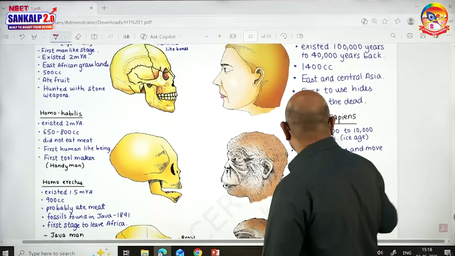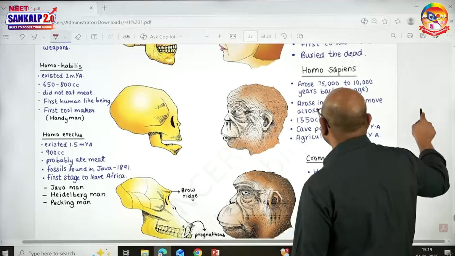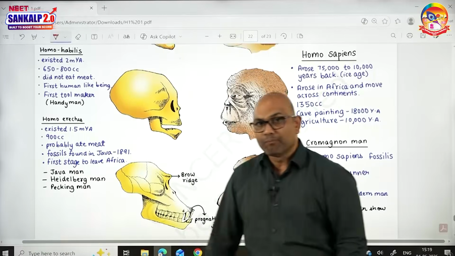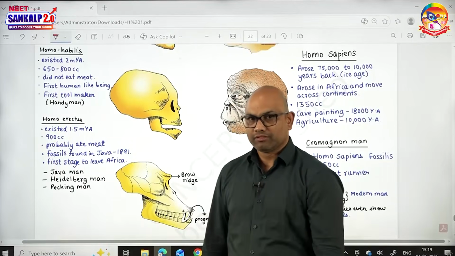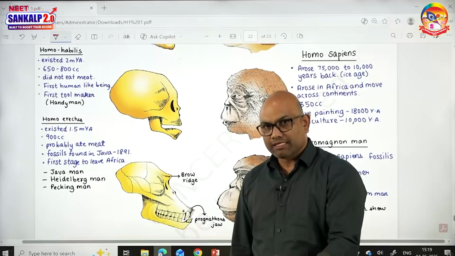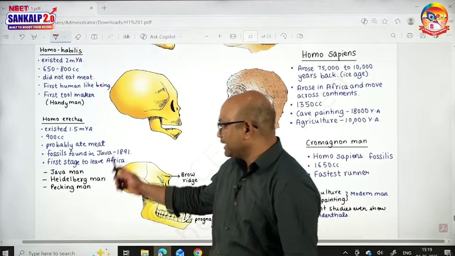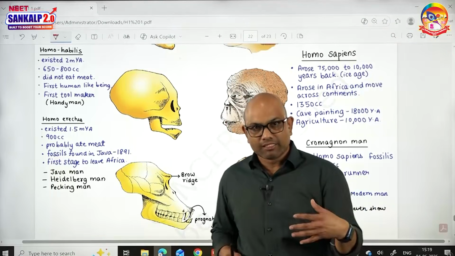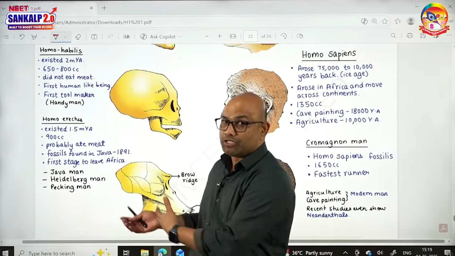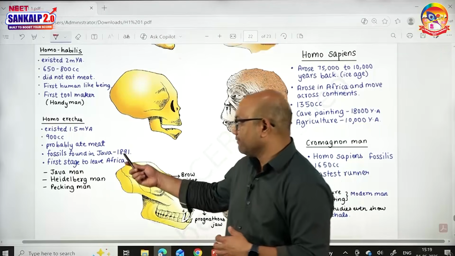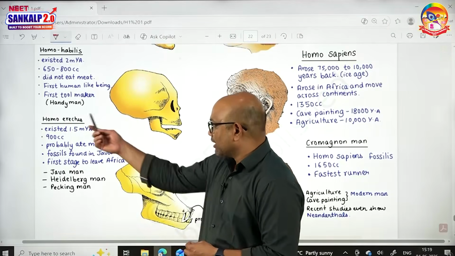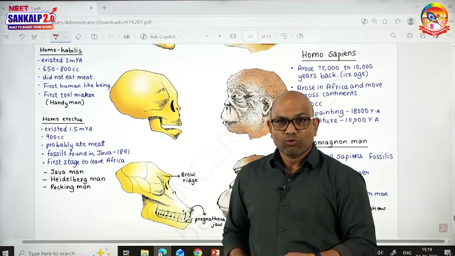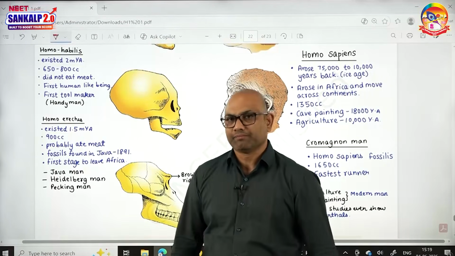Followed by the next stage called Homo erectus. Existed 1.5 million years ago. Cranial capacity is around 900 cc. Probably ate meat. We can't say certainly that they ate meat, probably ate meat. This is the first stage that left Africa, because the fossils of Homo erectus were found in Java, which is in Asia, in 1891. And one stage of Homo erectus is called Java man. Java man is the first stage that started using fire for the first time.